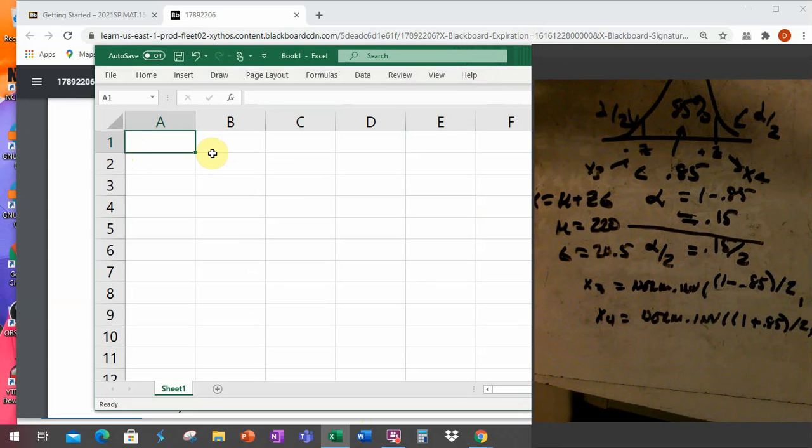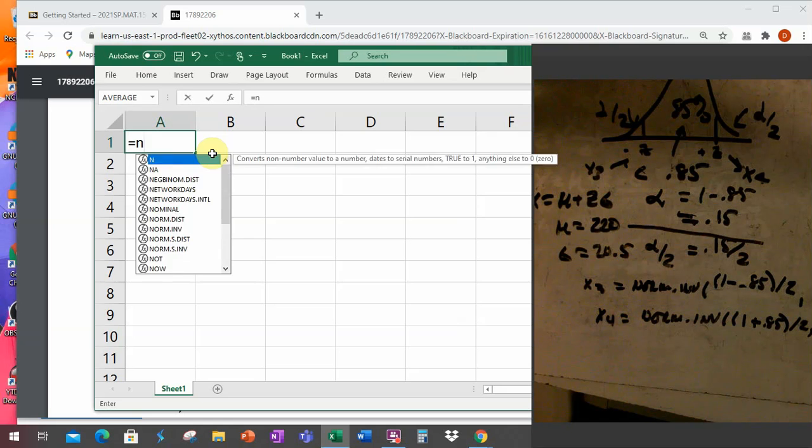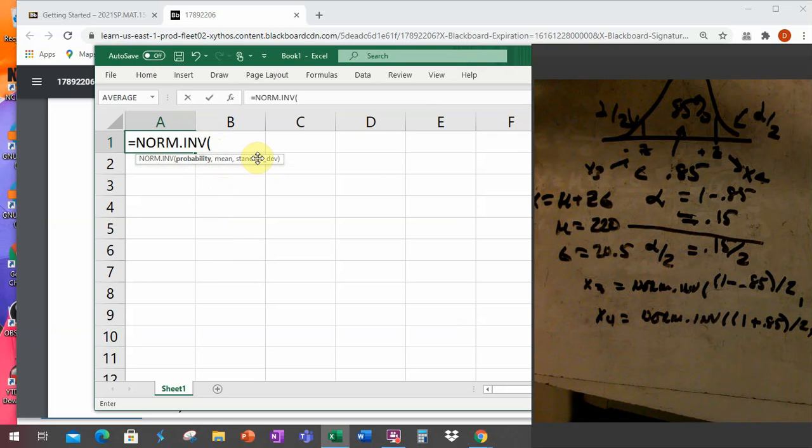Okay, so for the lower one, I would do equals norm.inverse, right there. And see, it asks for the mean and the standard deviation. So you would enter, for that lower one, 1 minus 0.85 /2. That's getting Excel to do this for you, comma, and then you would do the mean, and then your standard deviation. And that would be the lower number, and the middle would be the 220.